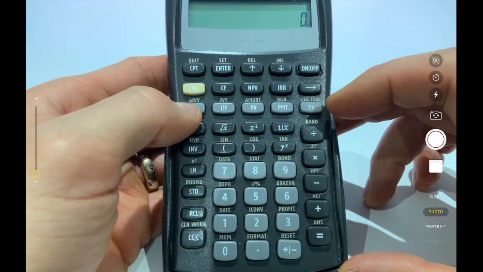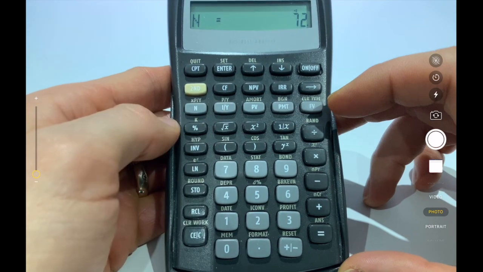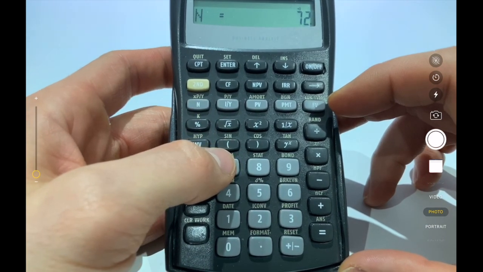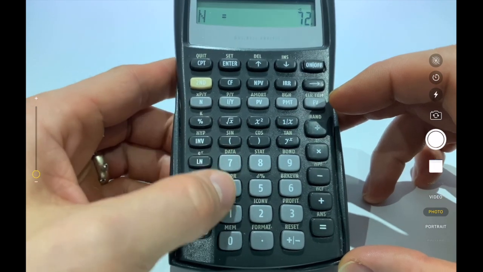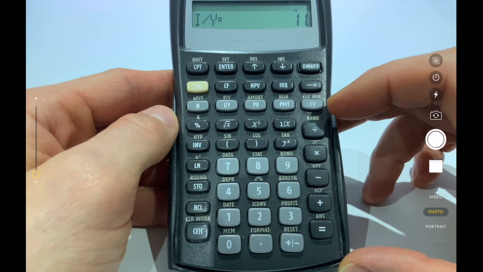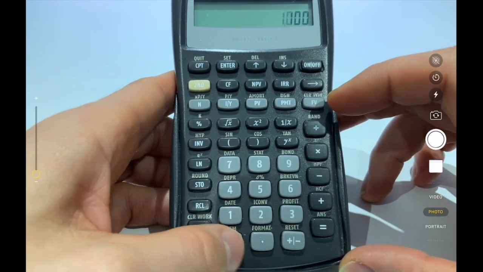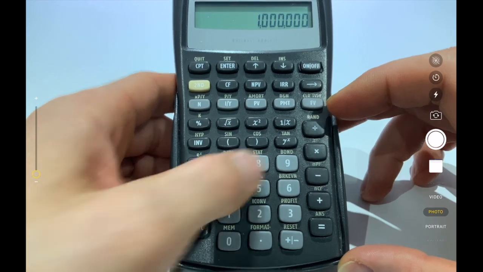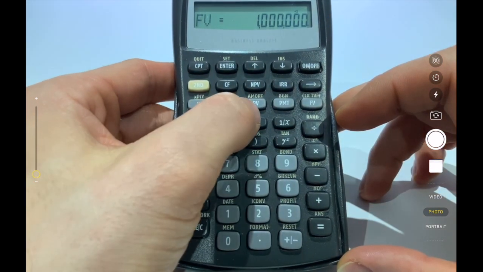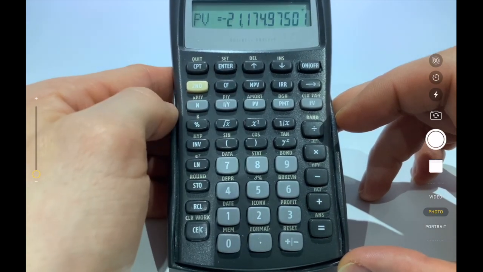So what was my N? Well, N was 72, so 72, that's N, right? My I, my interest, in this case you put the nominal interest, so that was 11%, that's my I. And then my future value, that's supposed to be 1 million. Okay, and I'm going to hit future value right here. So now the only thing that's missing is the present value. So I'm going to hit compute, and I'm going to hit present value, and it gives me.